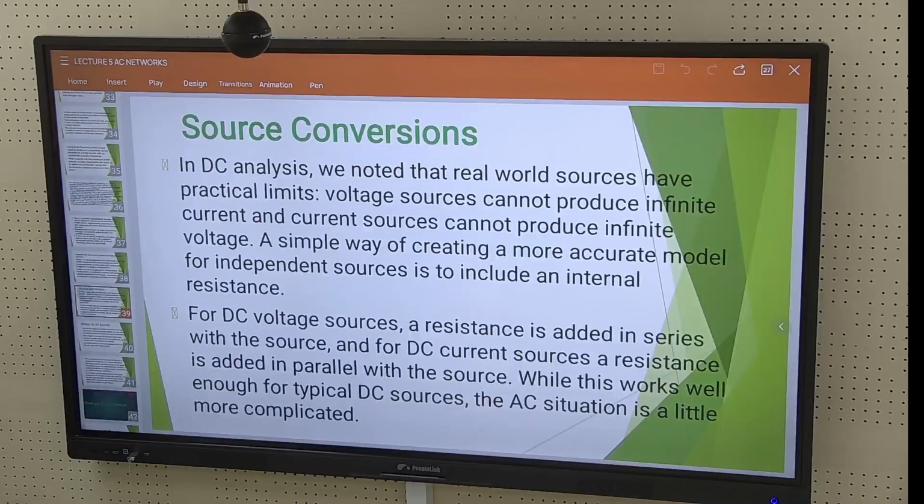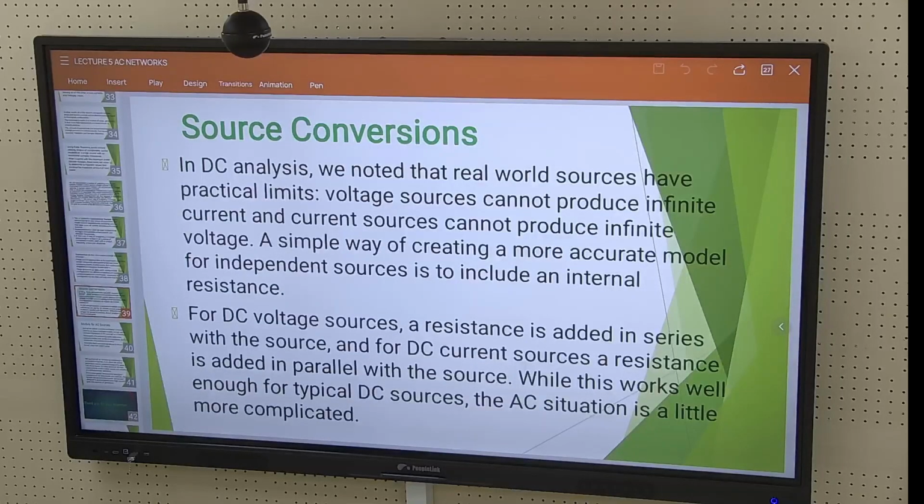Source conversion. In DC analysis, we noted that real-world sources have practical limits. A voltage source cannot produce infinite current, and a current source cannot produce infinite voltage. A simple way of creating a more accurate model for an independent source is to include an internal resistance. For DC voltage sources, a resistance is added in series with the source, and for DC current sources, a resistance is added in parallel with the source.